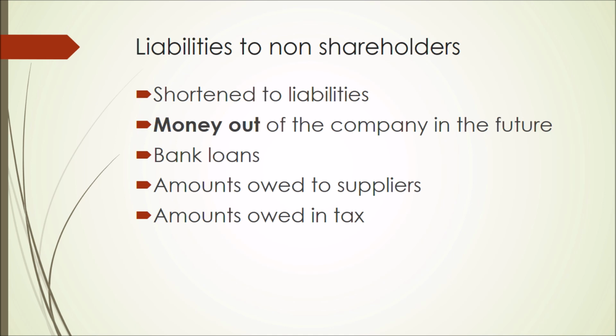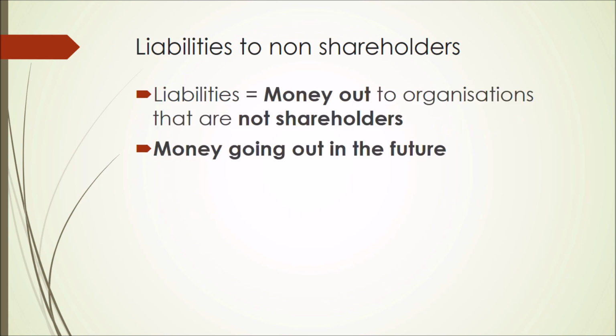So money that goes out in tax, let's say. So you've got these kinds of things, and this is all a liability to non-shareholders. It is money that goes out of the company in the future to people who are not our shareholders. Okay, so money out to organisations or people that are not our shareholders. That's what a liability is. Liabilities to non-shareholders is always shortened to liabilities, but it is money out to people who are not our shareholders, and it goes out in the future.